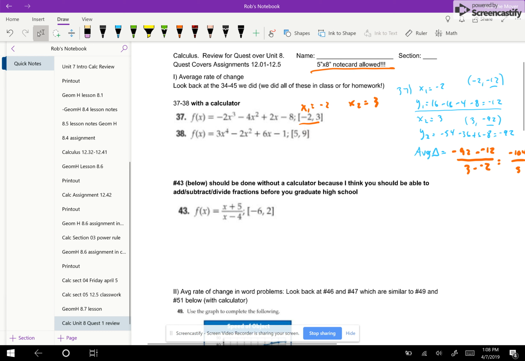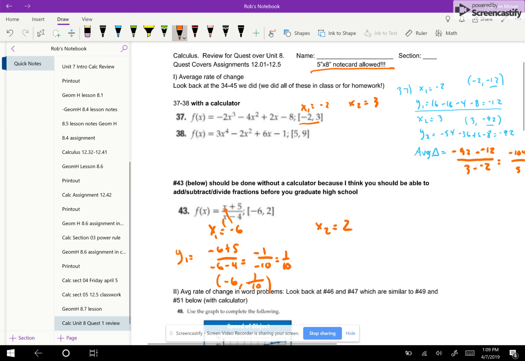Number 43, we have an x value of -6, and we're going to go to an x value of 2. And we need to find the corresponding y values and then set up our slope equation. Okay, so my first y value will be plugging in -6 for x. It's going to be -6 plus 5 on top over -6 minus 4 on the bottom, which is -1 over -10, which is 1/10. Okay, so we have the point -6 comma 1/10 as a positive. Negative divided by negative is positive.